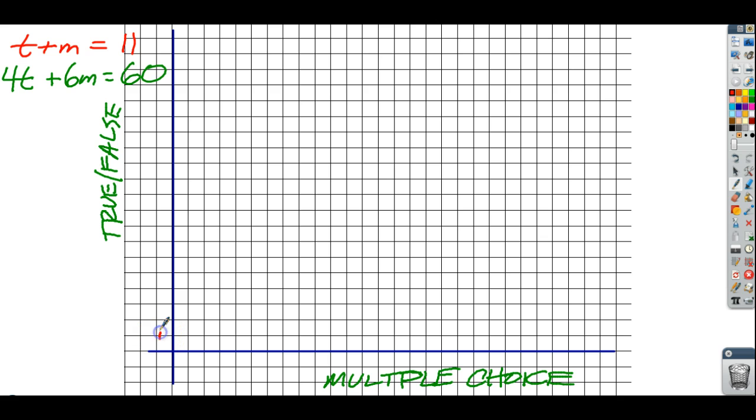So we can say this is 1, 2, 3, 4, 5, 6, 7, 8, 9, 10, 11, 12, 13, 14, 15, and I'll just go one above there. Okay. All right. Same thing here. 1, 2, 3, 4, 5, 6, 7, 8, 9, 10, 11, 12, 13, 14, 15.